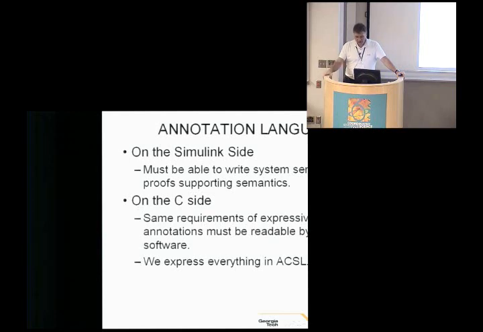I just want to say that on the Simulink side, the kind of semantics we write are of the block diagram kind. We hesitated between drawing block diagrams or writing small statements, opening a mini MATLAB window. And I think that the block diagram is really the way to go if you want to get anybody to buy into it.